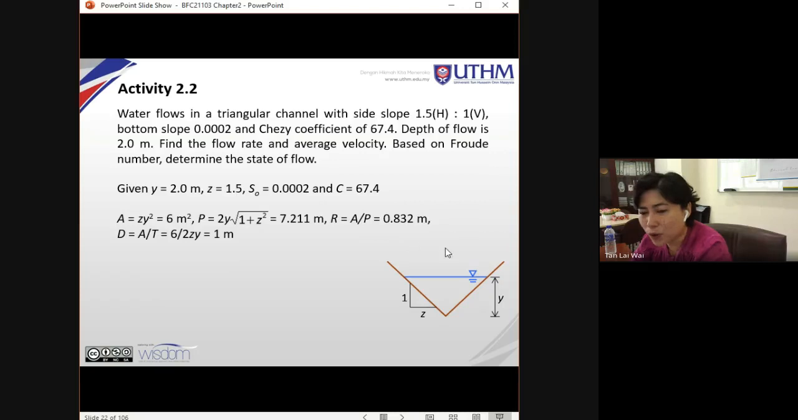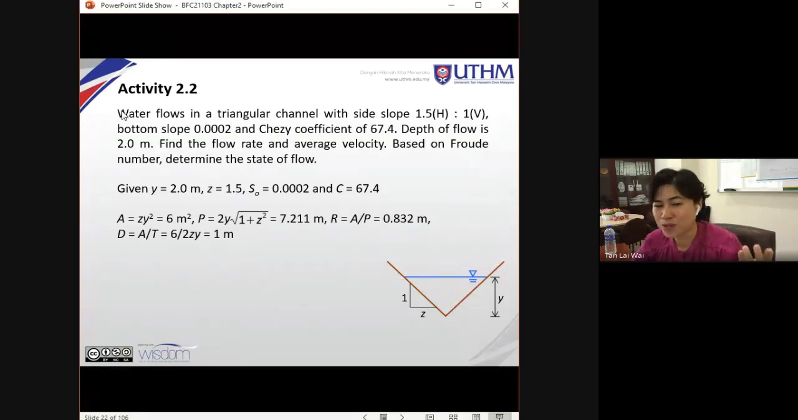So for the flow area of a triangular channel, the formula that you are using is zy squared. Now, in this case, it's straightforward. Z is 1.5, because the vertical is already 1. S naught is 0.0002, Chezy 67.4, depth of flow, which is y, is 2 meters. Right now, I'm just using y.